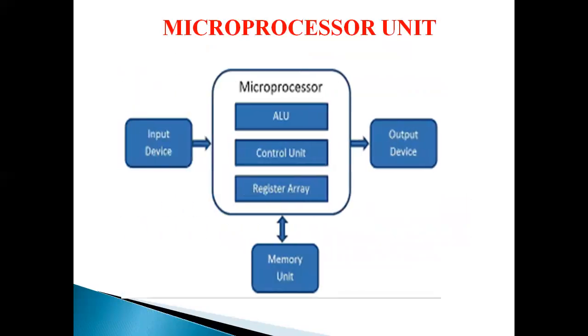Microprocessor unit. This is the image of microprocessor unit. The microprocessor unit reads the binary data from the memory. Then afterwards, it will do the processing work. Afterwards, it will display the output through the output device. So it is divided into 3 parts. The first one is ALU.